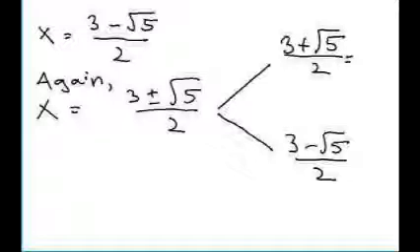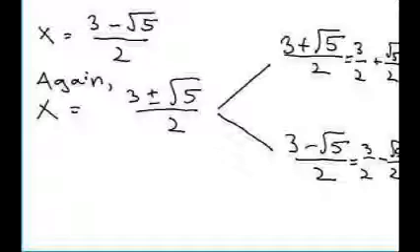Sometimes you could be asked to rewrite this as two fractions, so you end up with 3 halves plus or minus the square root of 5 over 2. Now square root of 5 is an irrational number. It cannot be represented by any sort of finite decimal number; it can only be approximated. So the best thing to do is to leave the answer in this form.